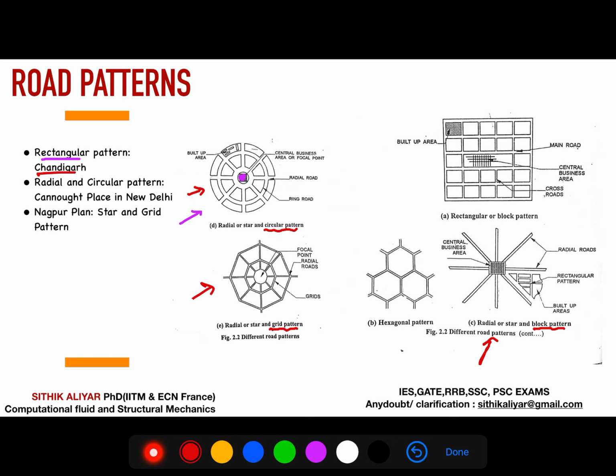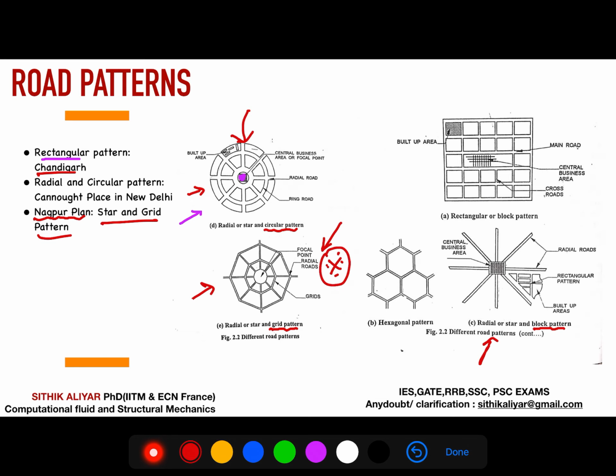Radial and circular pattern is Connaught Place in New Delhi. You can Google map it and see how it looks. It will look something like how I showed in the figure. And if you remember, I told you in the Nagpur plan, the first 20-year road development plan, all the roads in the country were planned in star and grid pattern. You can see something like this. So this was the target of the first 20-year road development plan.